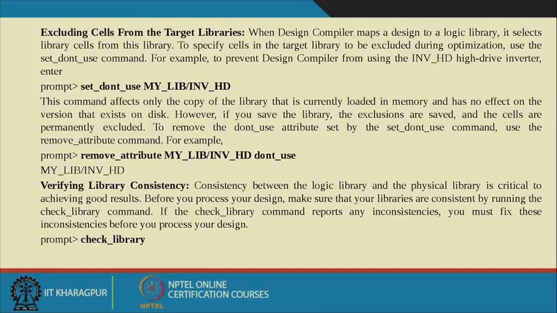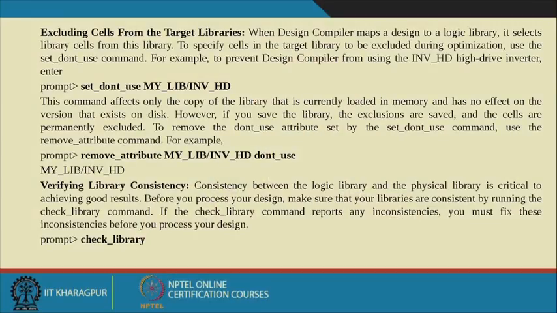Okay. So now suppose I want to exclude a cell from my library. How can I do that? For excluding a cell from the target library, suppose in the target library there are several types of AND gate, several types of OR gate, several types of basic gates, right? Whenever I am compiling, each of the standard cells which has been mentioned in the library will be used. So suppose I don't want to use one of the particular cells, how can I exclude that cell from the target library? At that time you just write this command: set_dont_use mylib/inv_hd.